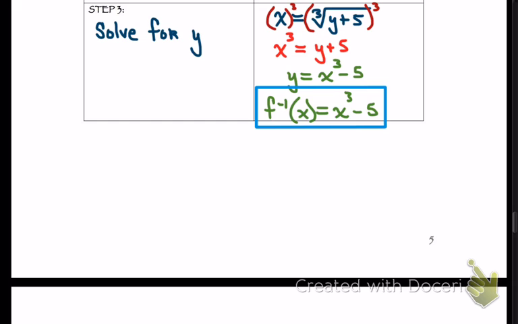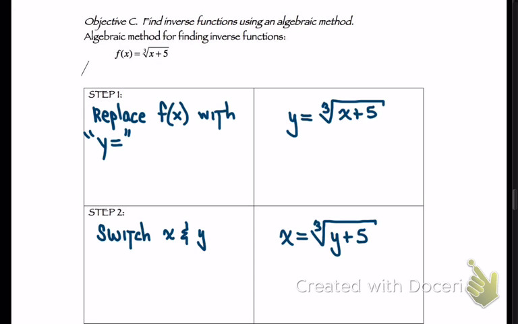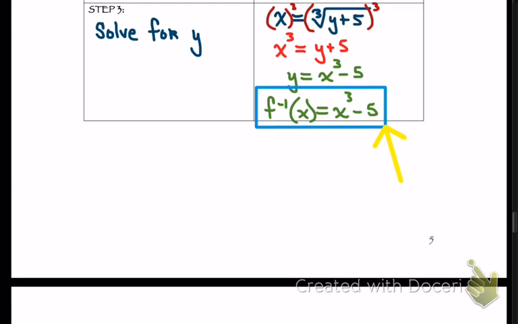So think back at the original problem. I know it was adding 5 and taking the cube root. What's the inverse or the opposite of that? Well, it's subtracting 5 and taking the cube. So that's a way that you can check yourself algebraically to see if you did this right. Do they match? Are they opposites of each other? And if they are, you're in good business.